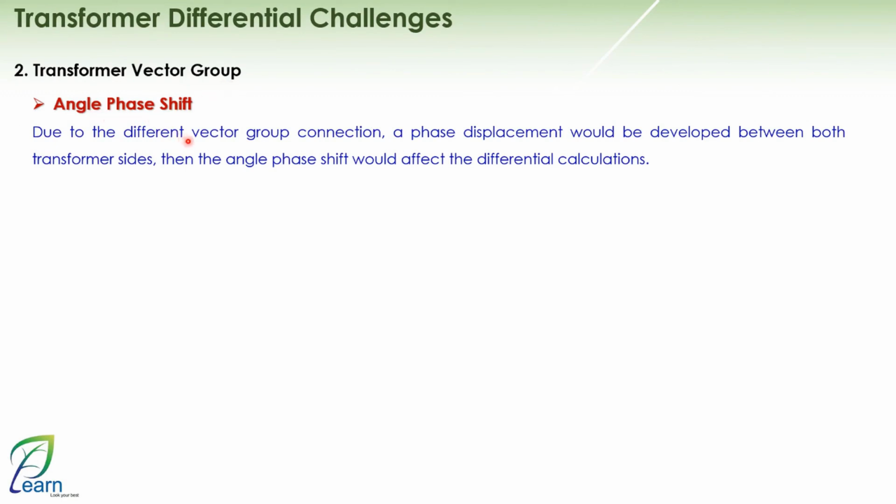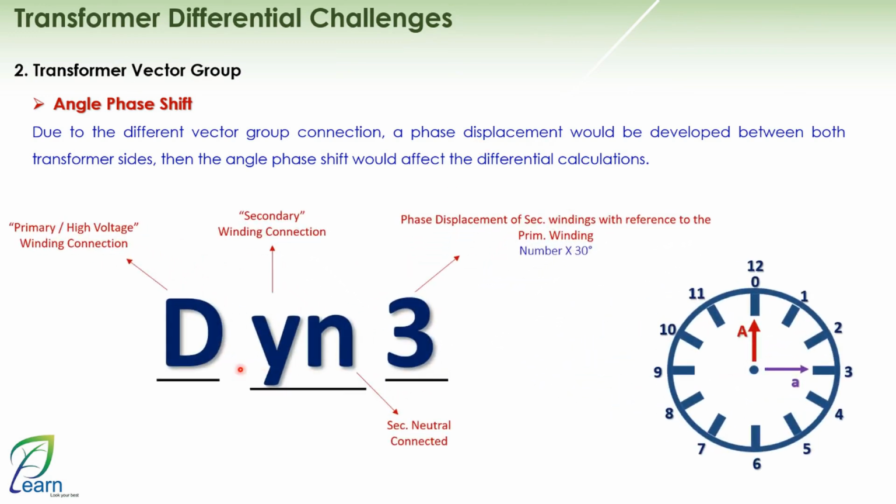The second problem it causes is, what does this mean? Due to the differences or variations you have in the angles between the high side and the low side of the transformer. Let's take an example of this, the transformer we just mentioned, which is Dyn3. When it's written like this, the first letter, which is the capital letter, is the primary or high voltage winding connection. And the second letter, which is the small letter, is the secondary or low voltage winding connection. And the N means that the secondary neutral is connected to the ground here.